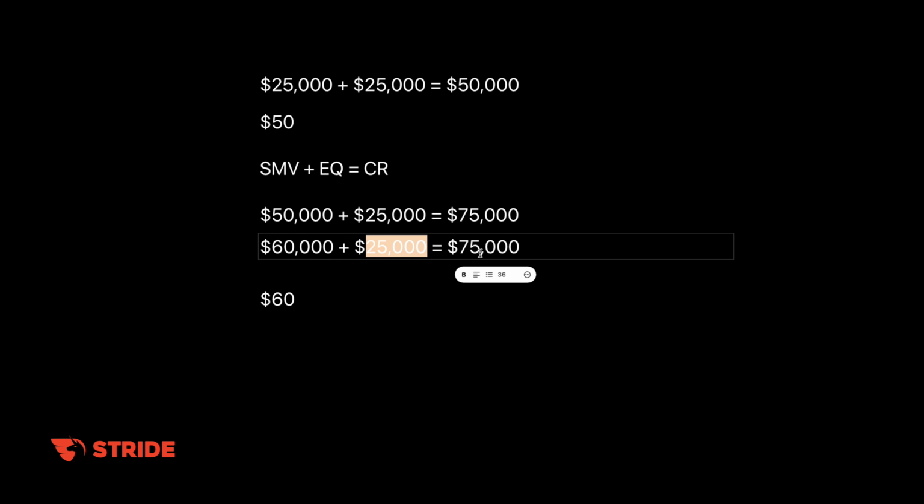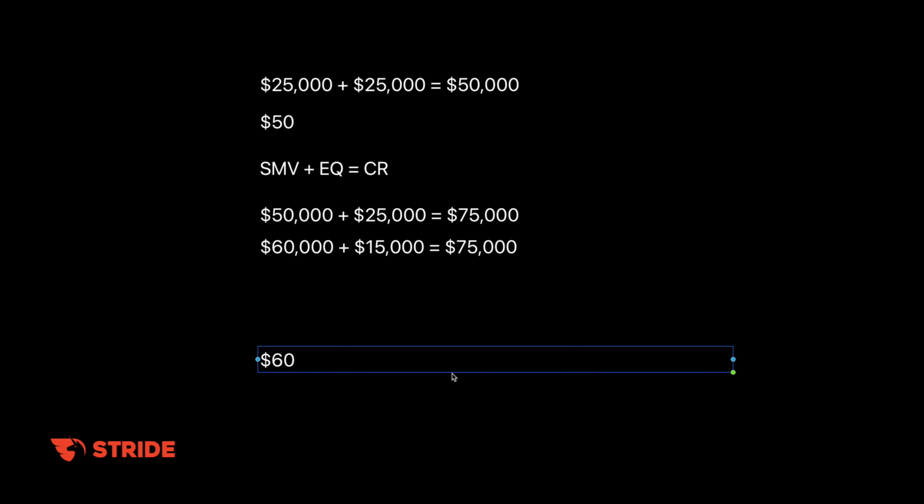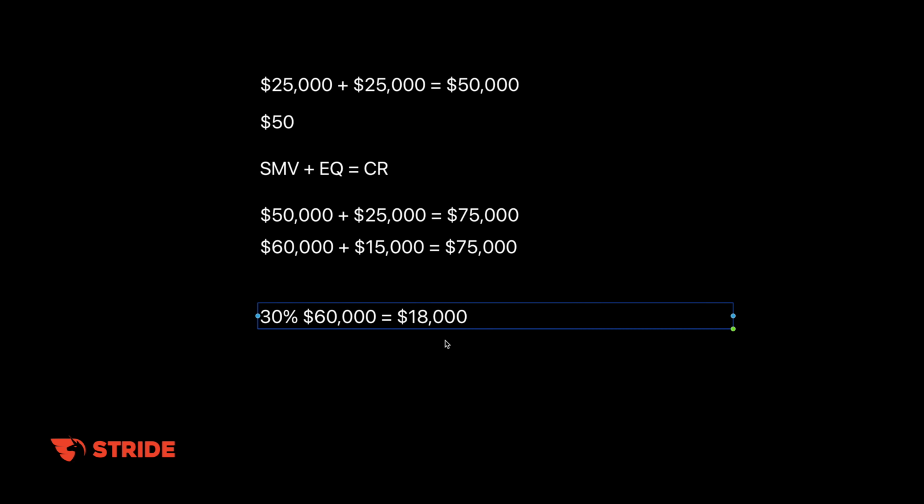$75,000 minus $60,000 equals $15,000. What is a maintenance requirement? When you short a stock, the maintenance requirement is 30% of the market value. So what is 30% of $60,000? It's $18,000. This is the margin requirement.